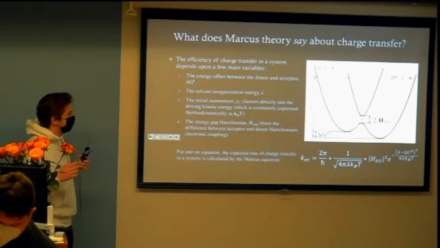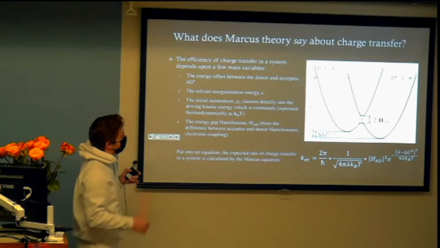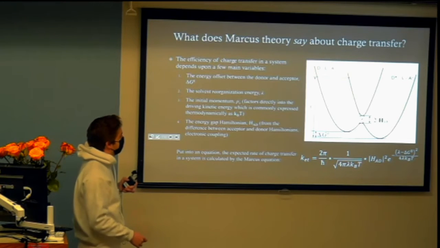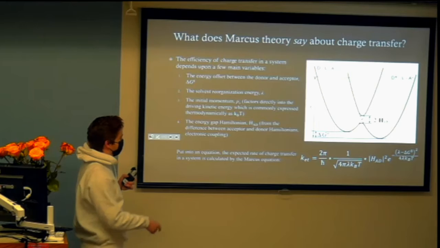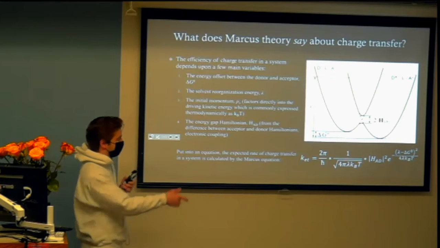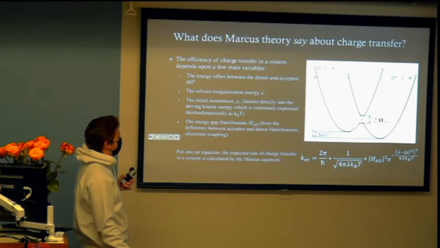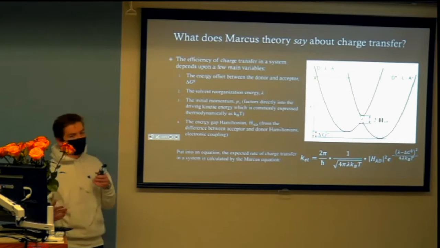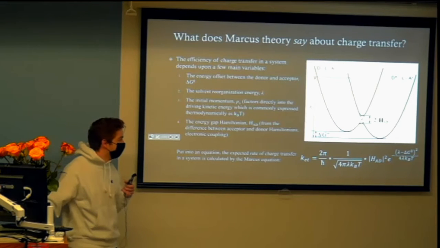It says that the energy offset, the delta G naught, is important in determining this rate. Also the reorganization energy, the initial momentum, which factors into the kinetic energy, the driving force, and it also can be expressed thermodynamically as that. And also the energy gap Hamiltonian. I'll be focusing on the delta G naught, or the offset energy, here.